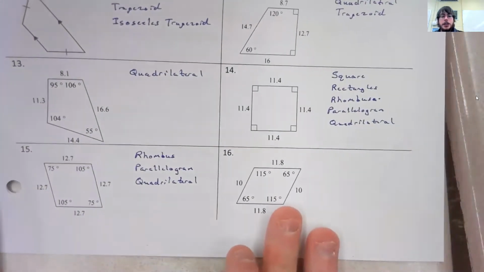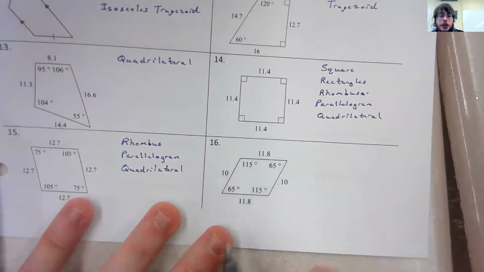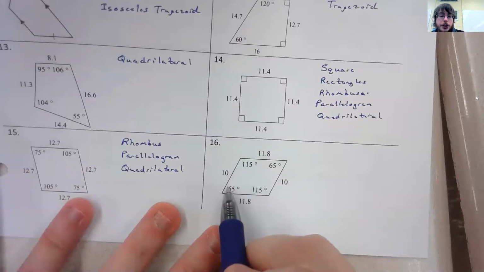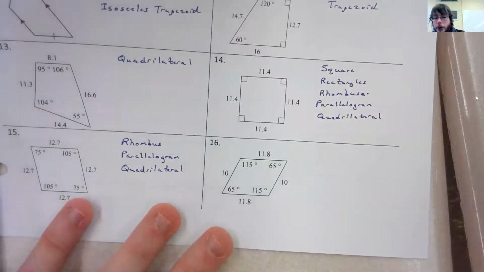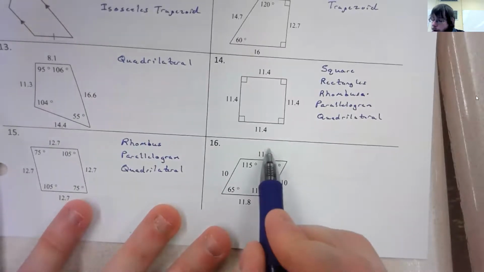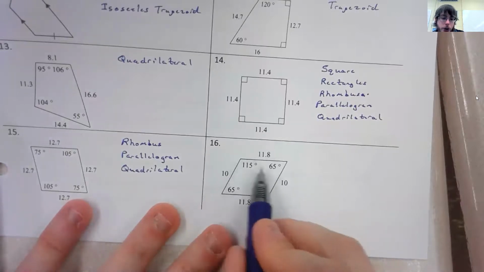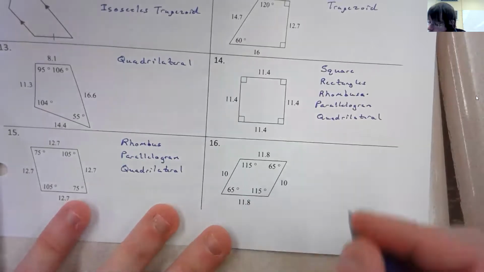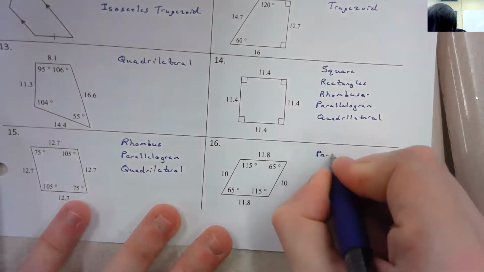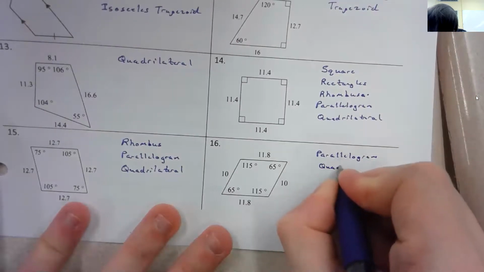And finally, number 16. Number 16, we see we have two pairs of opposite congruent sides. Opposite angles are congruent, and the angles here are not right angles. So that means it cannot be a square or a rectangle. There are not four congruent sides, so it can't be a rhombus. But we do know that this would be a parallelogram because it has two pairs of parallel sides along with the congruence. So it's a parallelogram, and of course a parallelogram is also a quadrilateral.